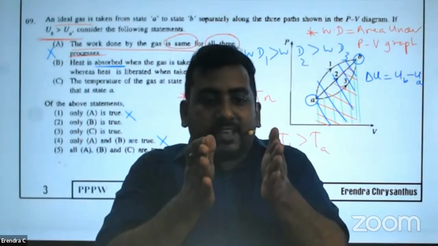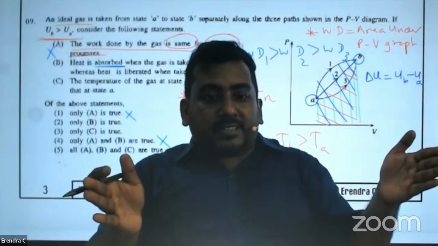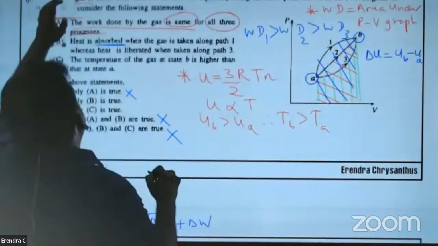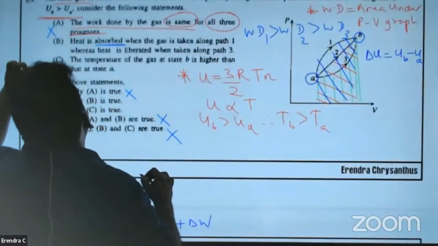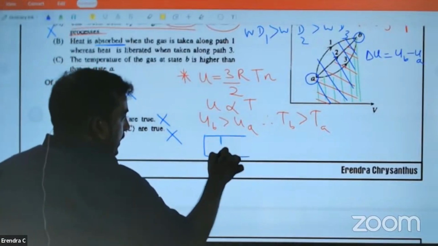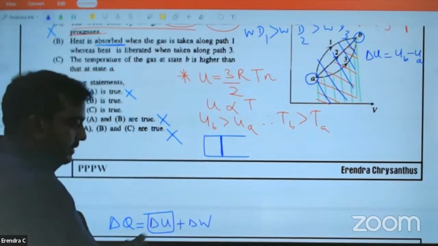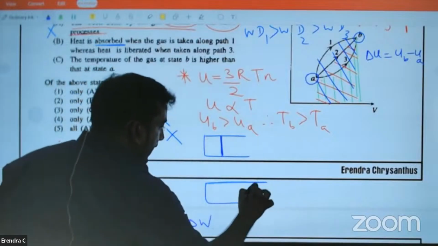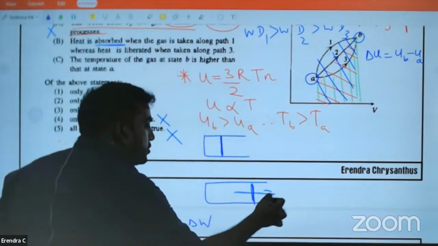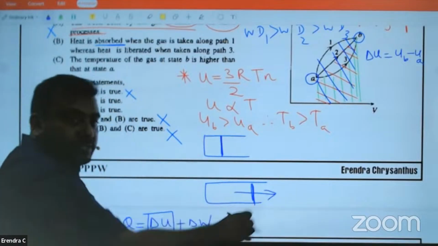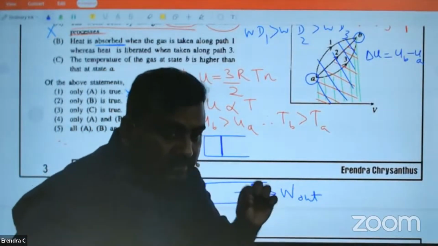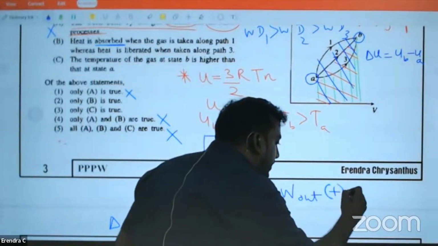Imagine a piston cylinder. If the volume increases, the initial piston location is here. Now the final piston goes here. What has happened? Volume has increased. Somebody is pushing this out, no? That is work output. Remember, according to sign convention, work output is positive.